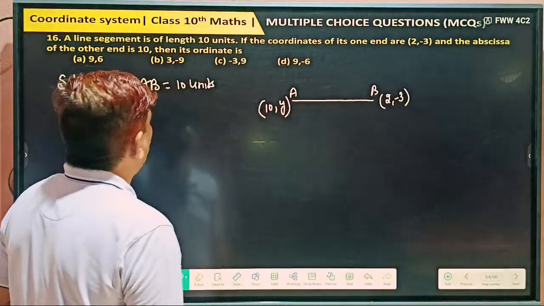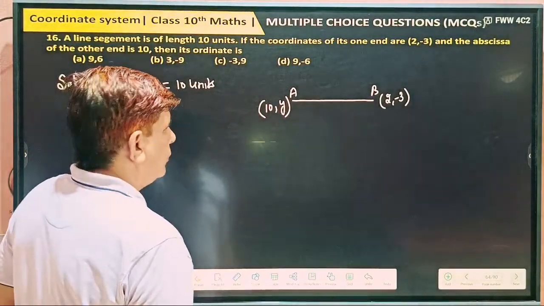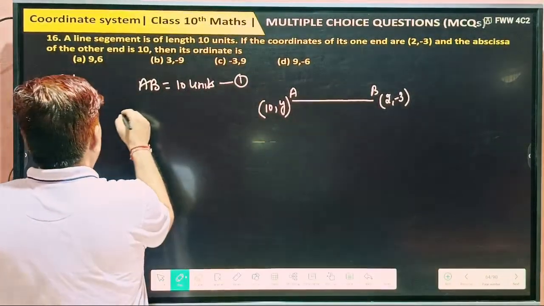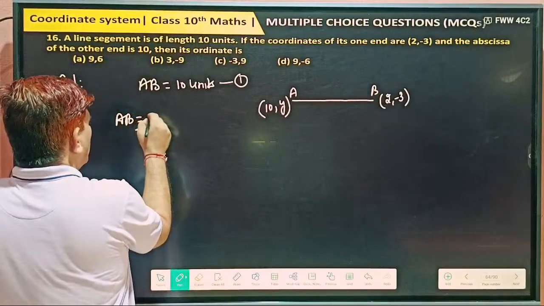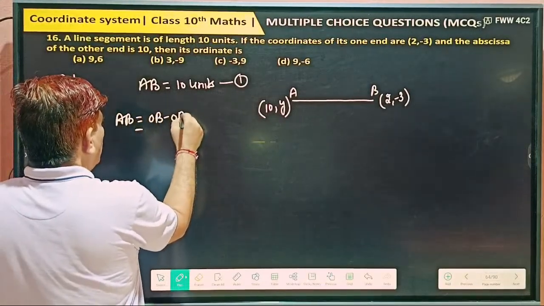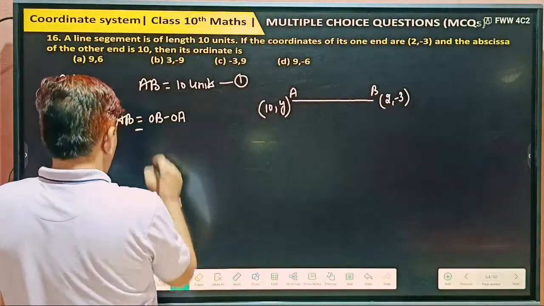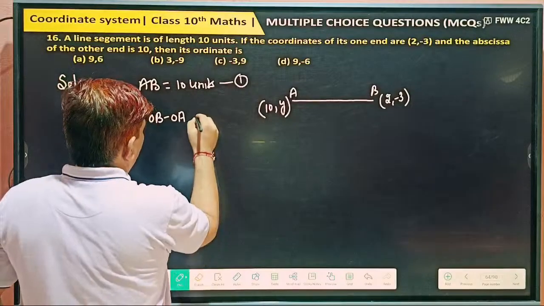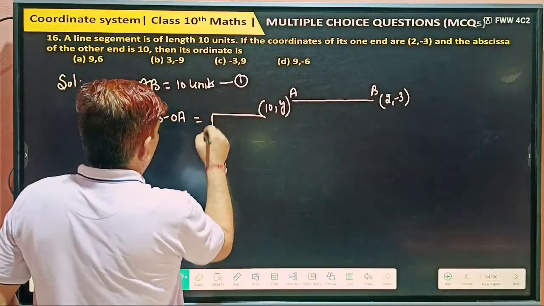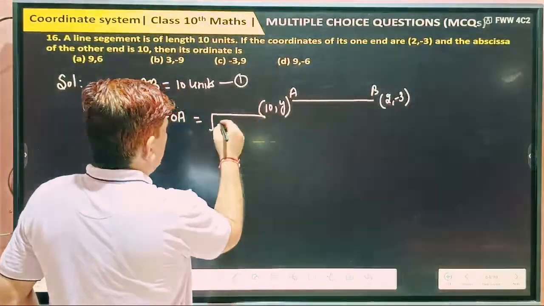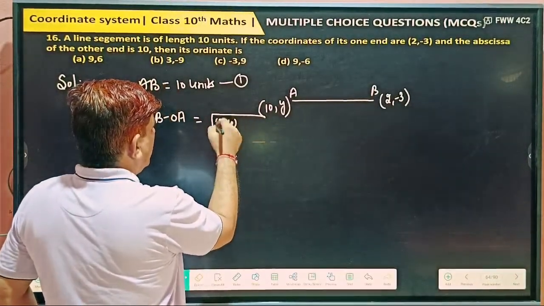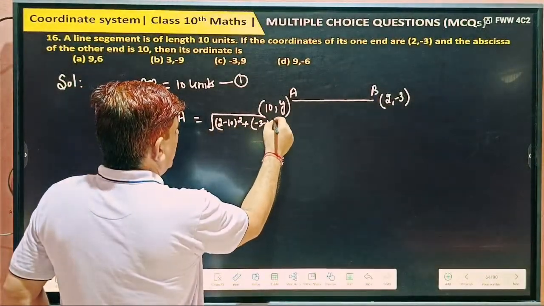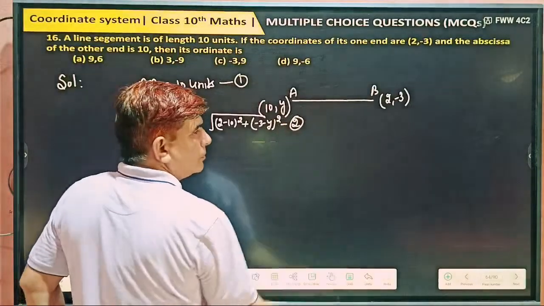So how can we find this? So we know this, I have written, this is number 1. So what can I find out? AB equal to OB minus OA. So what is this? This I have written like this: under the root, 2 minus 10 whole square plus minus 3 minus y whole square. This is 2.